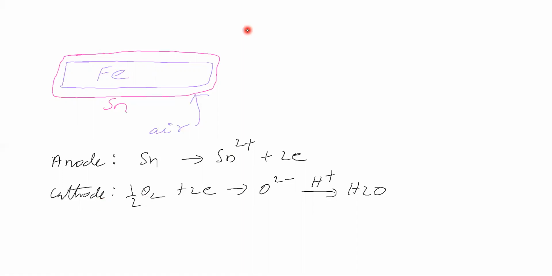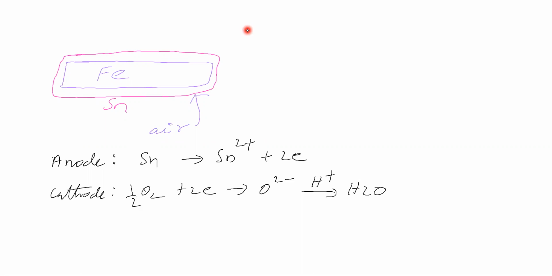This cathodic process is unable to take electrons from the iron. Why? Because the atmospheric air is not in contact with the iron. As time passes, the thickness of the tin goes on reducing because of this anodic process. This tin undergoes anodic dissolution. Once tin is exhausted, iron should be coated with tin again for its protection.